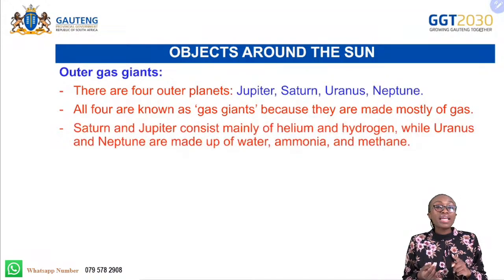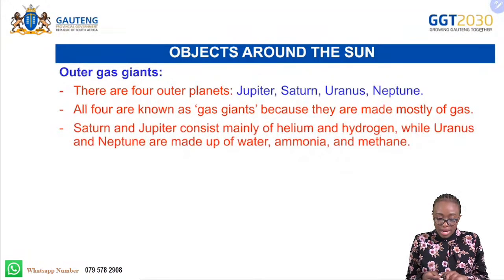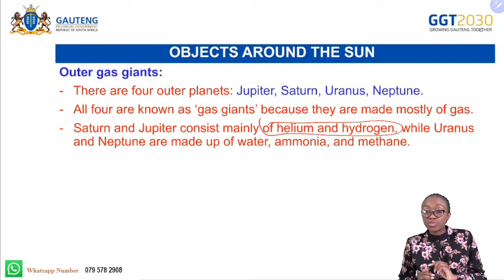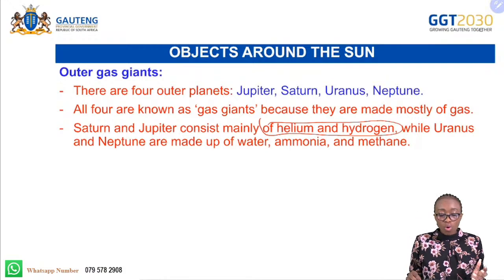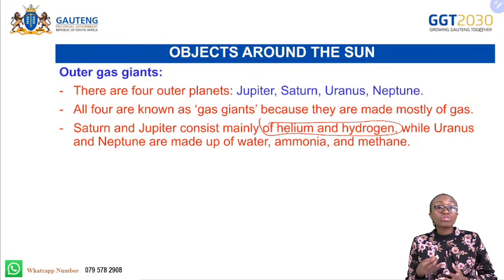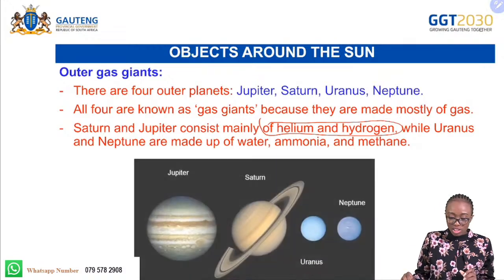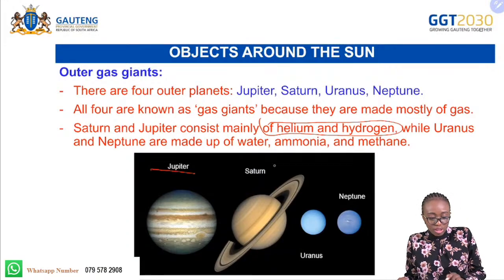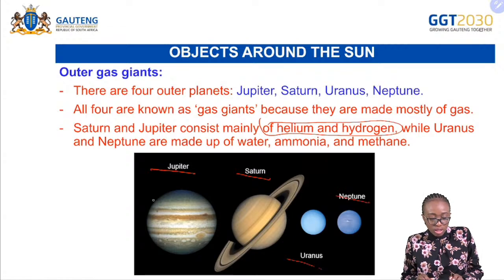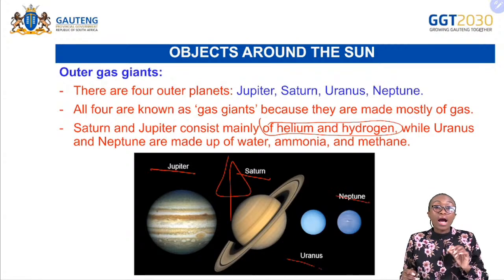Saturn and Jupiter consist mainly of helium and hydrogen, whereas Uranus and Neptune are made up of water, ammonia, and methane. As you can see, all these are gases. That's why we call them the gas giants. We have Jupiter, Saturn, Uranus, and Neptune. So these are the four gas giants, the outer gas giants.